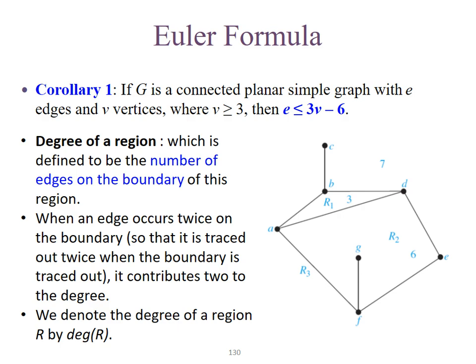All right, so let's see the corollary from Euler's formula. If G is a connected planar simple graph with E edges and V vertices, and V is larger than or equal to 3, then we will have E less than or equal to 3V minus 6. Okay, so let's see how this corollary can be directly derived from Euler's formula.